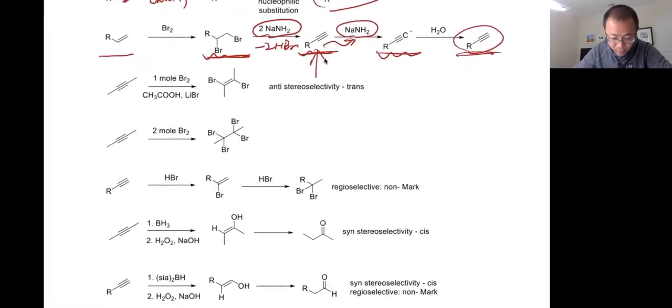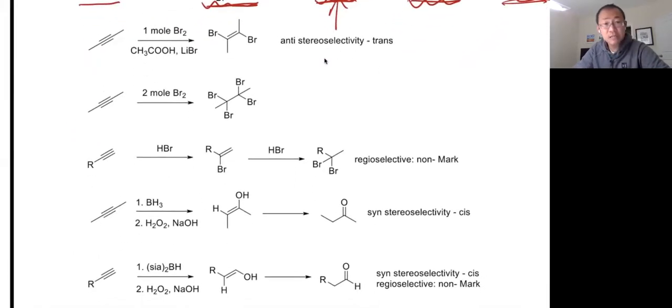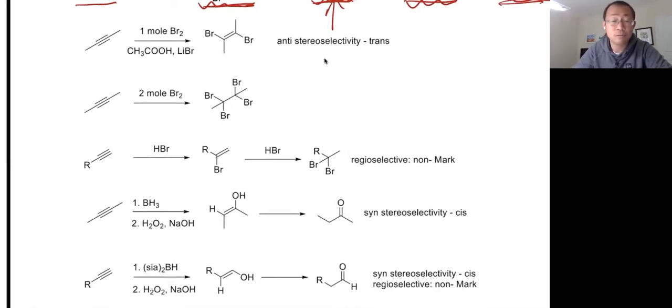Next is, if I treat an alkyne with 1 mole of Br2, I can add Br2 to the triple bond to get a dibromoalkene. But the reaction is stereoselective, and these 2 bromines will be trans. The reason is the bridged bromonium ion intermediate and opening the ring from the backside. That's why you get a trans.